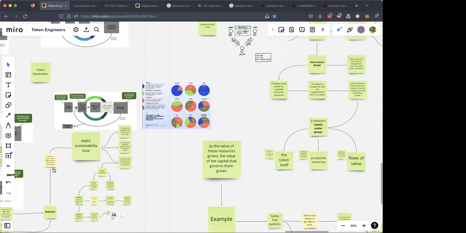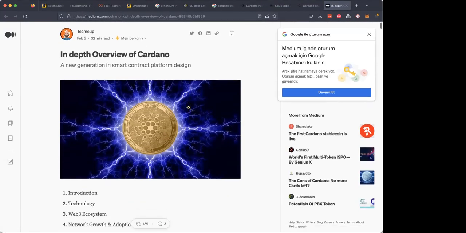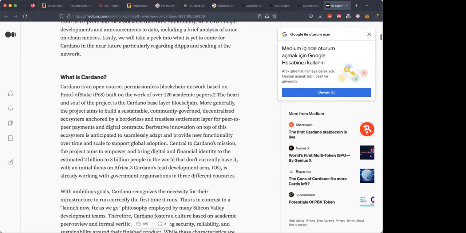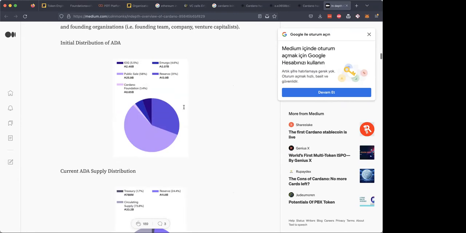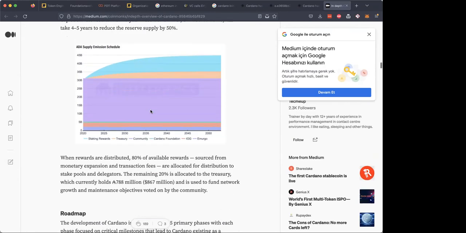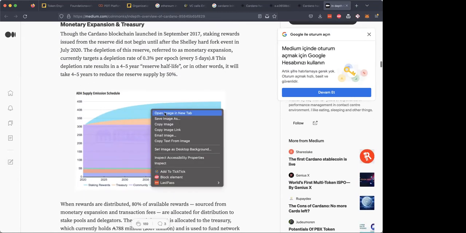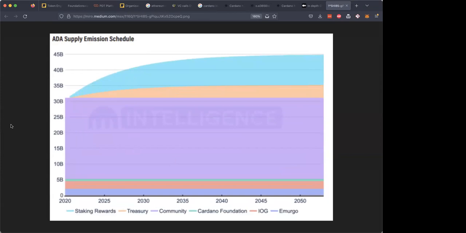If you can take a peek, just out of curiosity. So if you scroll to this monetary expansion and treasury section, this is the typical chart that you see for projects, not this one, the one, go on, that one. So this is a typical chart where you see how much Cardano is still left to be issued. I'm actually going to use this in the branding of my project. I'm calling my project 45B because it has this significance, the same way Bitcoin has 21 million.